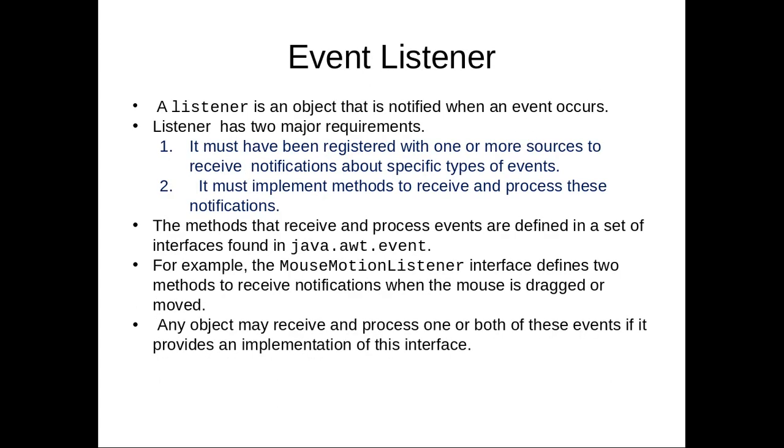Event listener. So till now we have been discussing the event source, and now the event listener. A listener is an object that is notified when an event occurs. A listener has two major requirements. It must have been registered with one or more sources to receive notifications about specific types of events. It must implement methods to receive and process these notifications. That means these listeners should be registered with some source, and if such a notification arrives, the listener should implement methods to process the notifications. The methods that receive and process events are defined in a set of interfaces found in java.awt.event. For example, the MouseMotionListener interface defines two methods to receive notifications when the mouse is dragged or moved. Any object may receive and process one or both of these events if it provides an implementation of this interface.